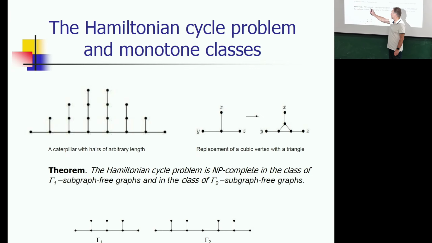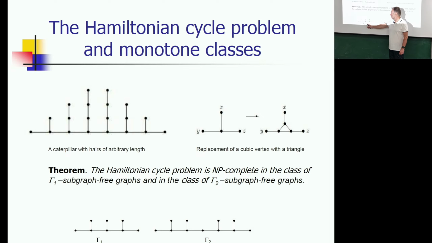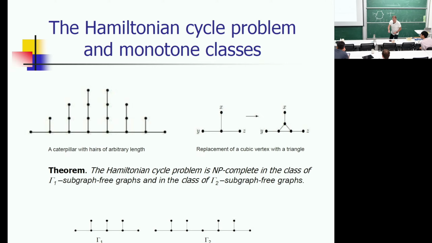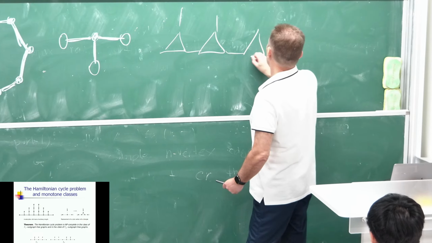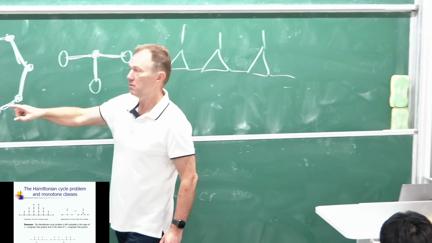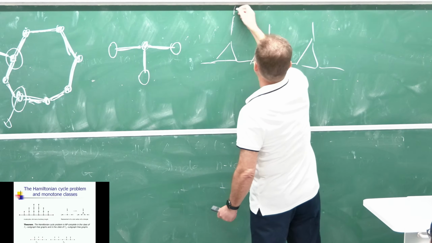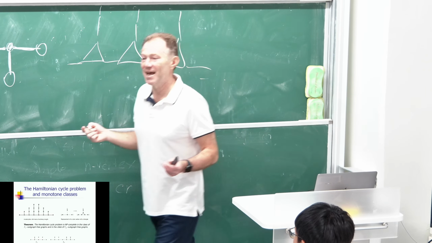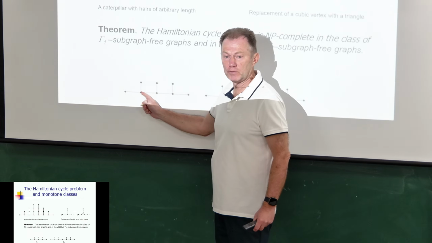This guy belongs to phi, this guy belongs to phi, but we cannot obtain a graph from phi triangle by adding edges to this graph. We need to obtain something like this. We need to embed this graph as a subgraph into something like this. And this is not possible. You cannot add edges to this graph because if you add, let's say, this edge, this vertex becomes overfull.